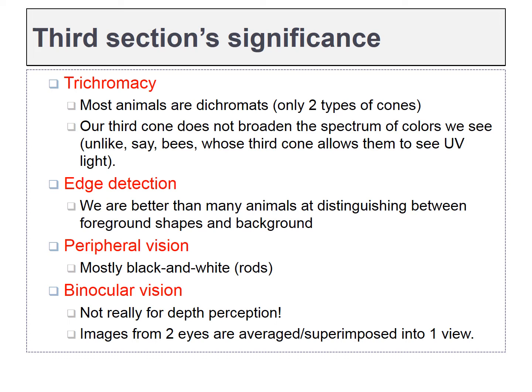We'll talk about edge detection, and why humans are better at detecting the edges of objects, and why we might need that skill. We'll talk about peripheral vision being mostly in black and white. Even though it doesn't look black and white, most of our peripheral vision is actually detected by rods, which do not detect color. So we'll need to ask, why is it that everything in my peripheral vision looks like it's in color? And lastly, we'll talk about binocular vision.